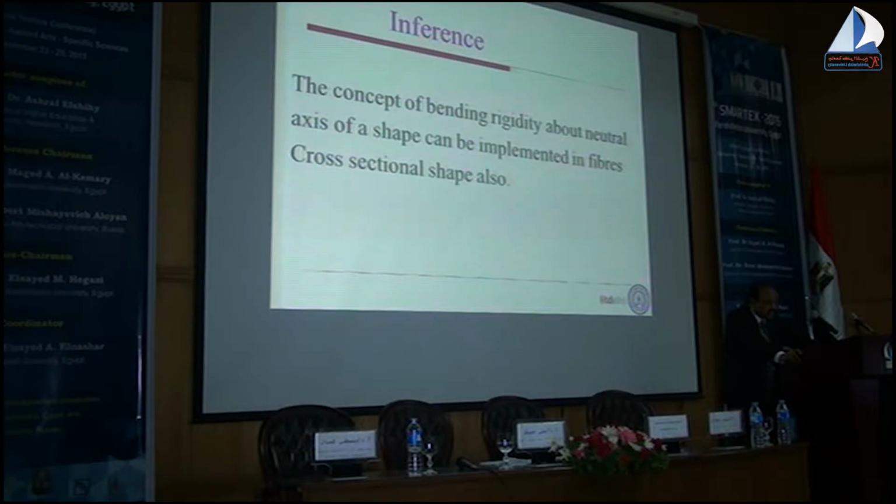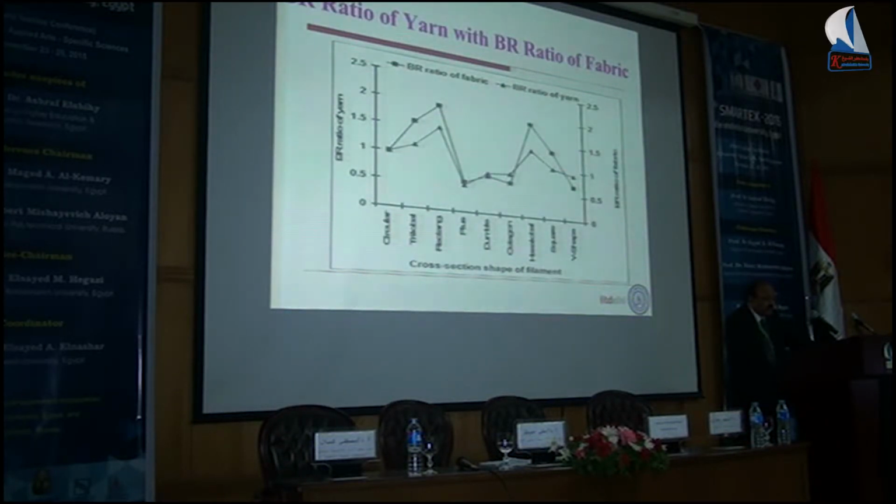We conclude from this that the concept of bending rigidity about the neutral axis of a different shape can be implemented in fiber cross-sectional shape for designing a fabric of different hand values. This is the bending rigidity ratio of yarn with the fabric. We all know as the rigidity of a fiber increases or decreases, accordingly the bending rigidity of fabric increases or decreases. So in this concept, we get exactly the same result. I can see both curves follow almost the same trend.